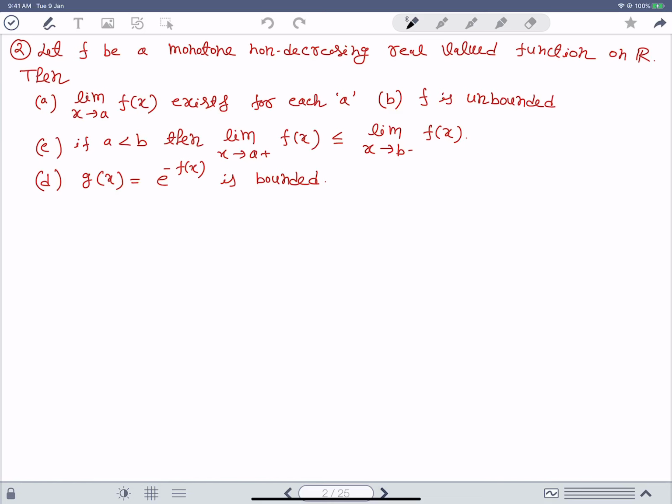Okay, someone is saying to repeat example 1 again. That example 1 is simple, you just have to use the L'Hopital rule. It is very simple, you just try.